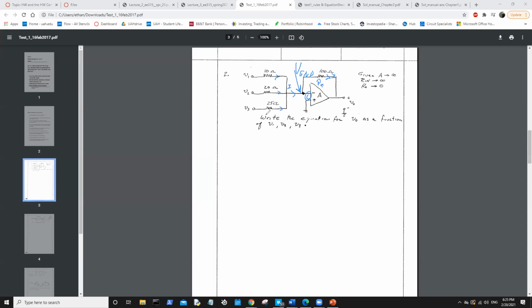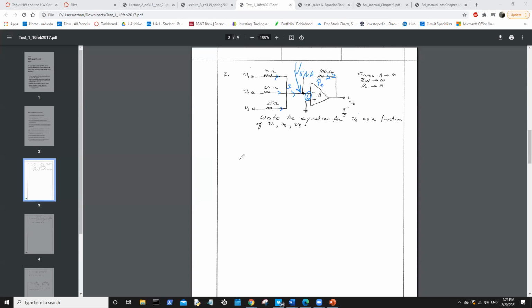The way you solve this is you write an expression for this current based on voltages and resistances, and you set it equal to this current based on V out and a resistance. And it lets you solve for V out with relation to the others. The final solution that I got was V out is equal to -10 V1 minus 5 V2 minus 4 V3. I did this, I got the same thing.